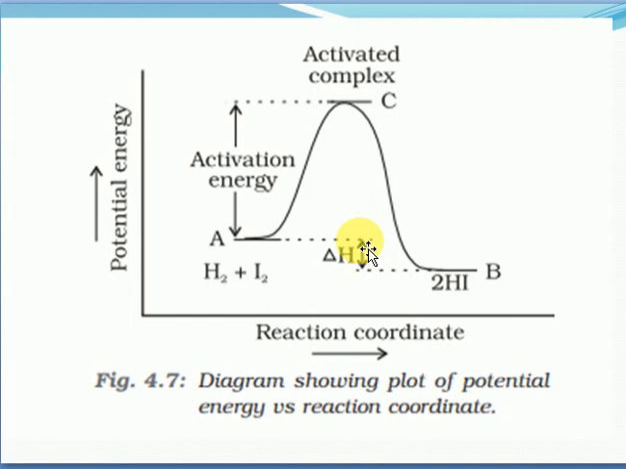When the difference in energy value is negative, the reaction is exothermic. Exothermic reaction means that if any chemical reaction gives energy to the outside, it is called an exothermic reaction. Suppose this value is coming here, the red line value is coming here.